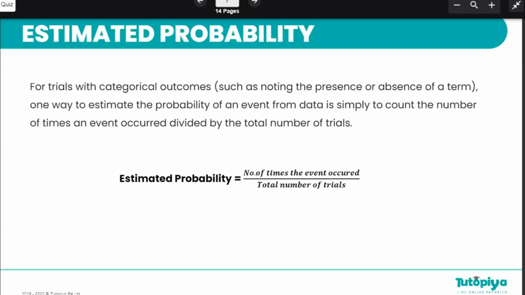Next, we're going to look at estimated probability. Estimated probability is for trials that have categorical outcomes, which is simply noting the presence or the absence of a specific term. One way to estimate the probability of an event from the data that we have is to count the number of times an event is occurring and then divide that by the total number of trials. So the estimated probability is the number of times our event has occurred divided by the total number of trials.